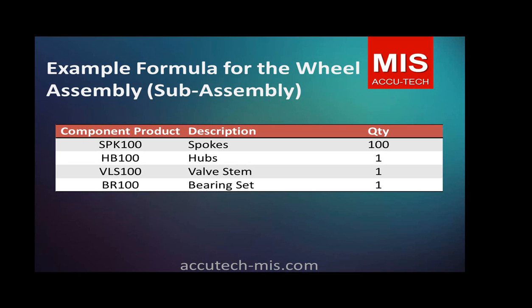But back to our bicycle example. You will see that the components to build the wheel subassembly may contain spokes, a hub, a valve stem, and a set of bearings. When defining a formula in MIS, you would first define the formula to build the wheel assembly. Next, you would define the formula to build the bicycle, and you would place the wheel assembly in your formula. You need to tell the system that the wheel assembly is the subassembly.